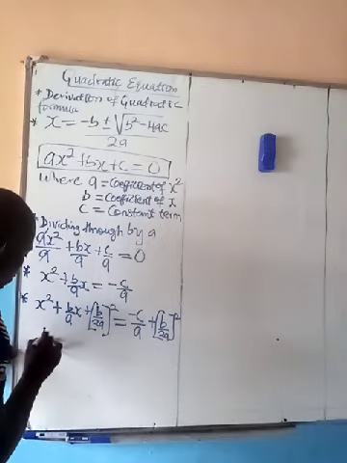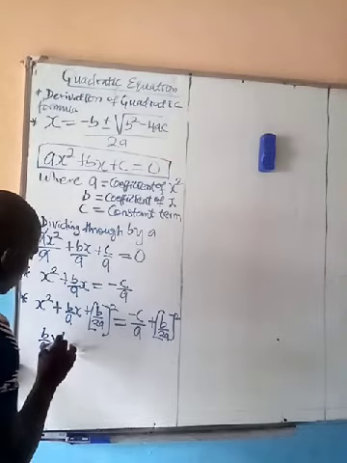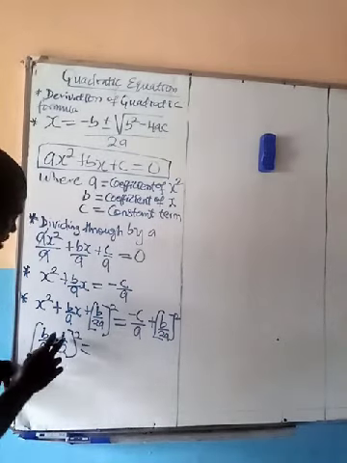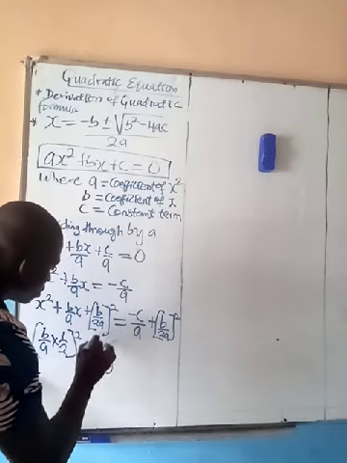Just take for instance, this is b over a, which is the coefficient of x, then to take the half of it and square, we have b times 1 is b, a times 2 is 2a, all squared.